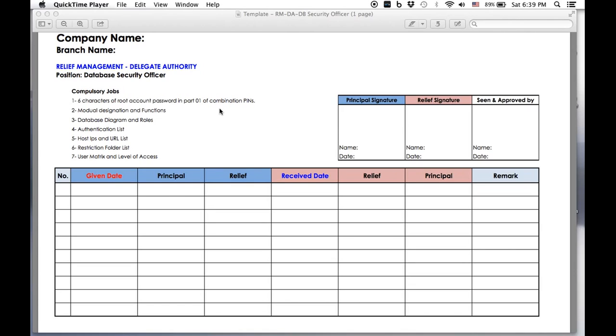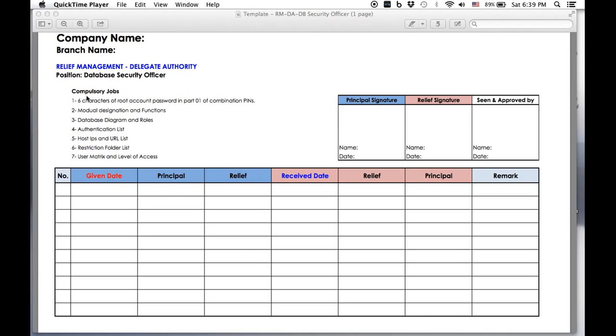For example, when we deploy a critical system and during the deployment period the principal custodian was not in place, the DA, the release management form, needs to present properly who, when and how. And this is, for example, for the database security officer.